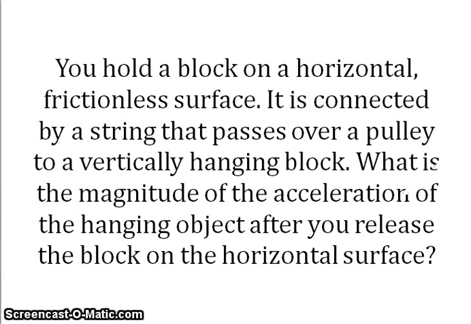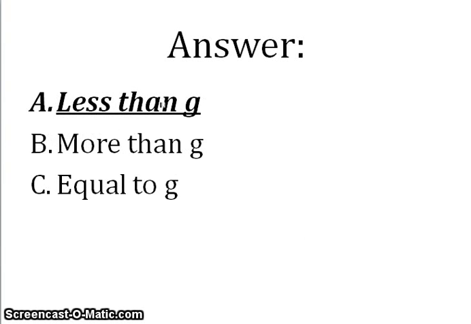The question stated, you hold a block on a horizontal frictionless surface. It is connected by a string that passes over a pulley to a vertically hanging block. What is the magnitude of acceleration of the hanging object after you release the block on the horizontal surface? The answer for this question is A, less than G. Let's see why.